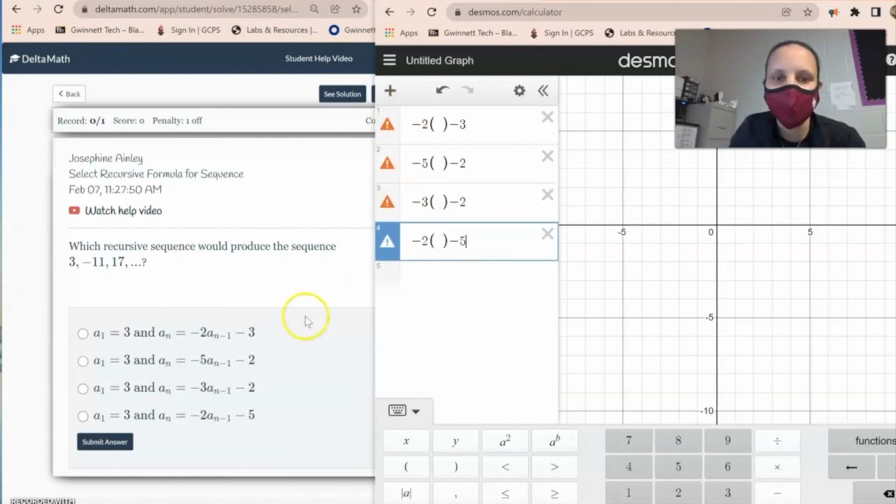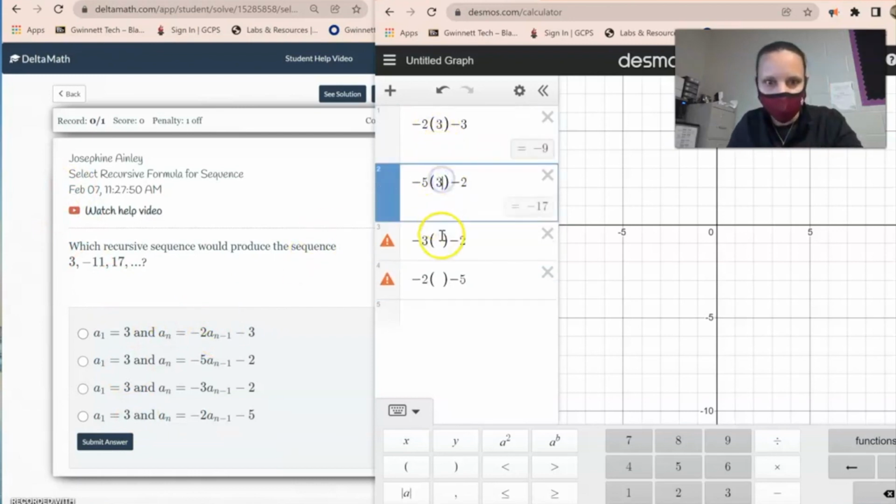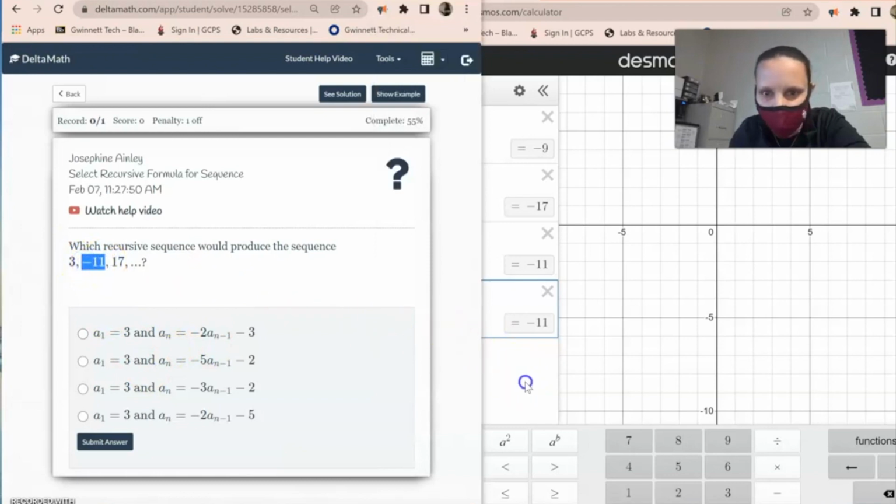All right, so what it's saying is, when I put in the term before it, do I get the next one? They give you the first term, which is 3. So you see all of this is 3, right? When I put in 3, I should get the next term, which is negative 11. Which one of those gives me that?